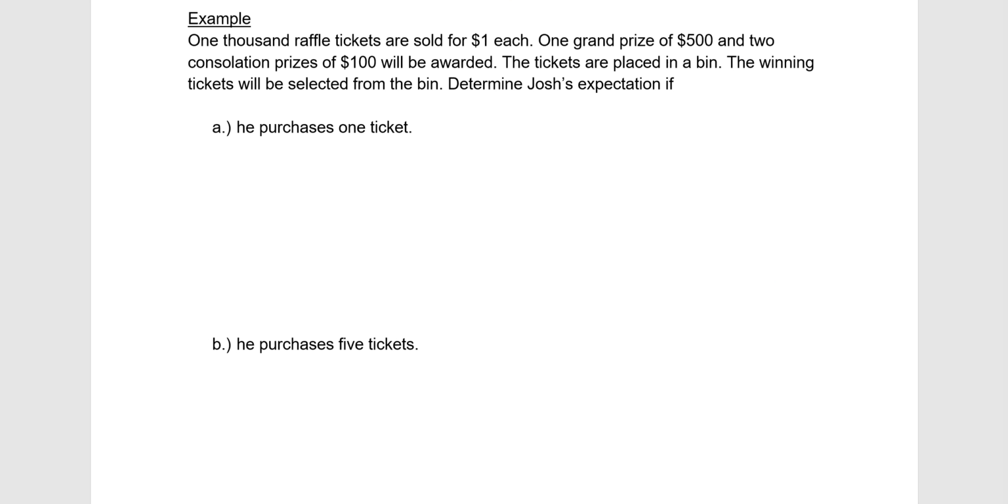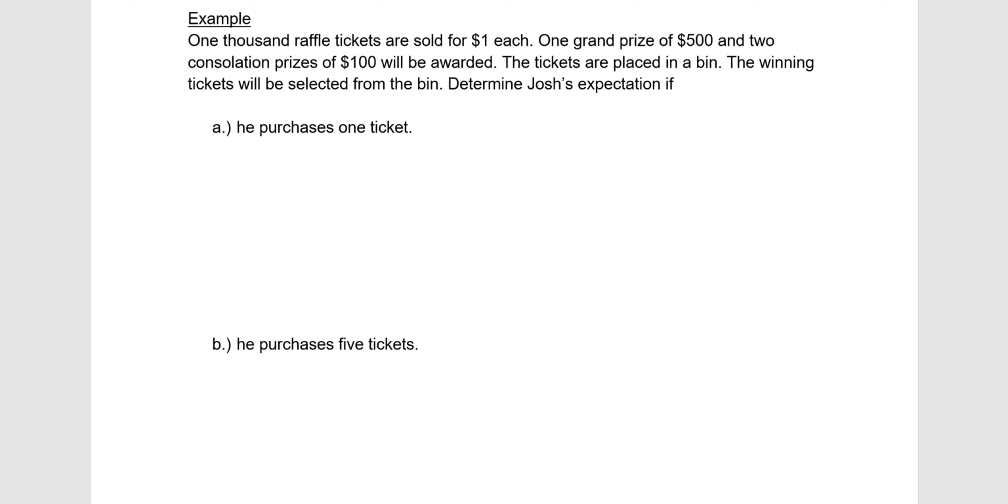Okay, let's do one more before we get into the last thing. So 1,000 raffle tickets are sold for $1 each. One grand prize of $500 and two consolation prizes of $100 are going to be awarded. The tickets are placed in a bin. The winning tickets will be selected from the bin at random. Let's determine the expectation if he purchases one ticket.